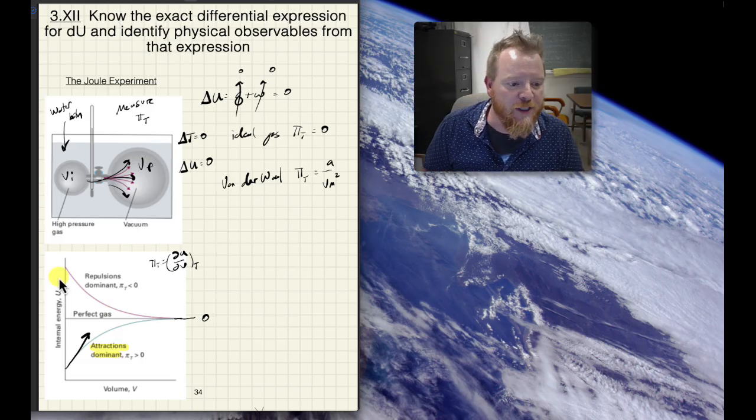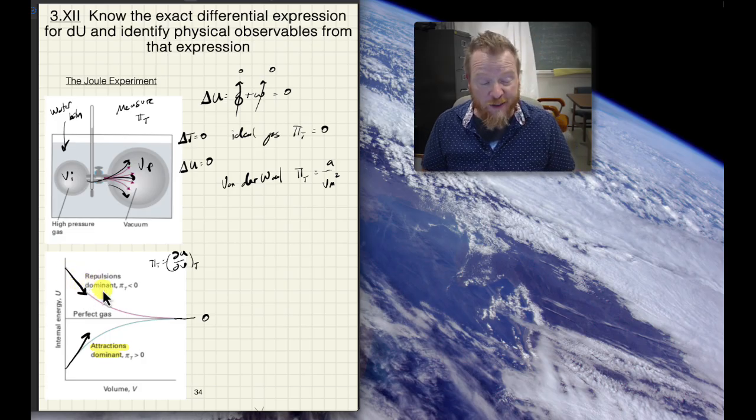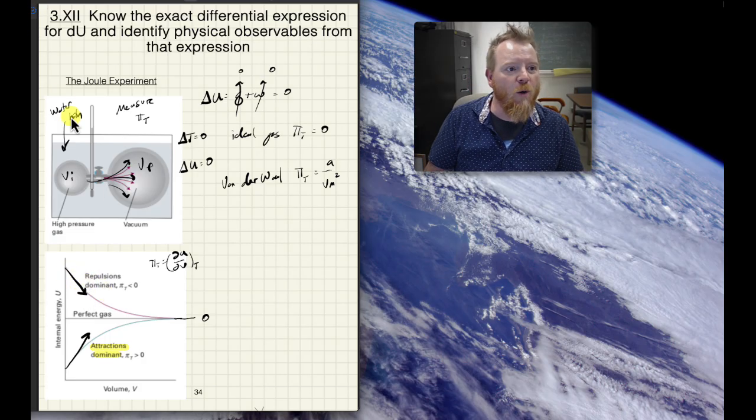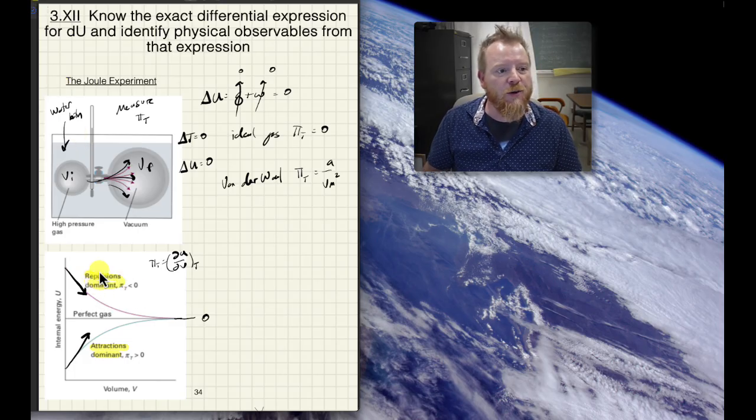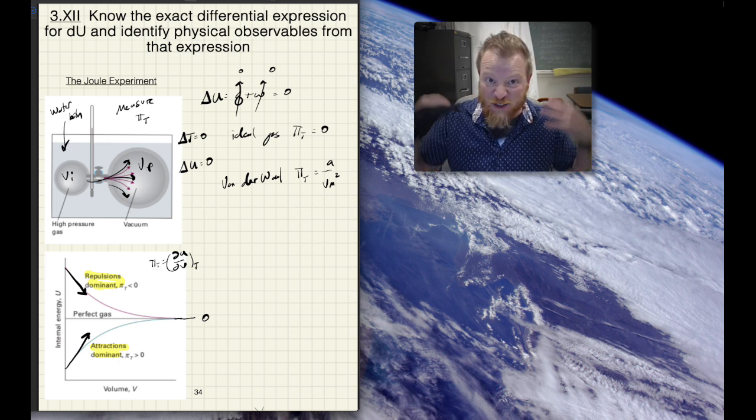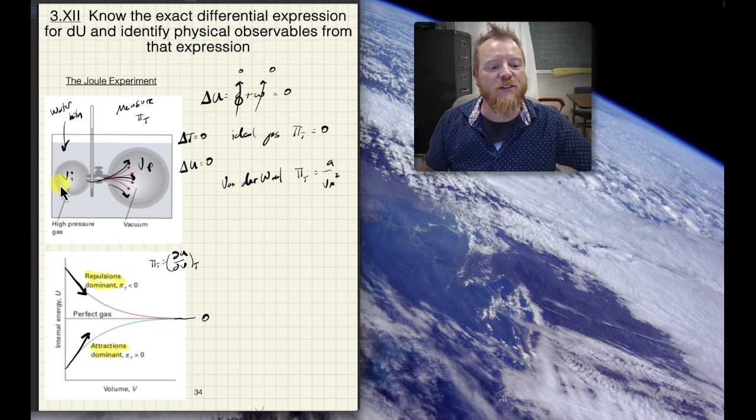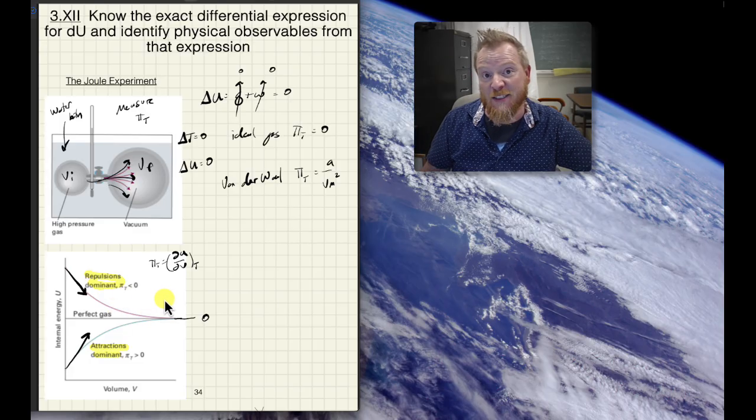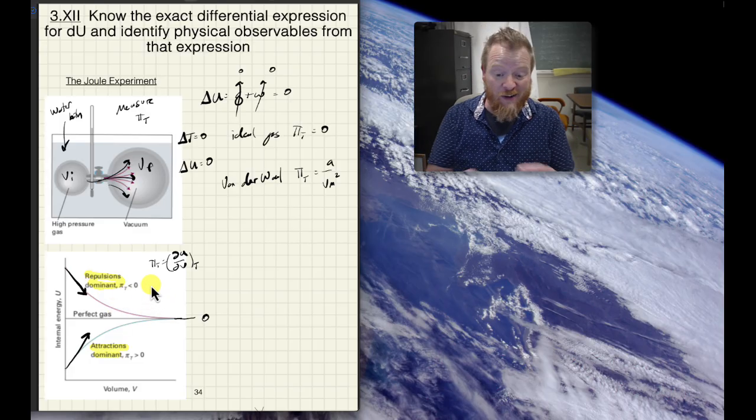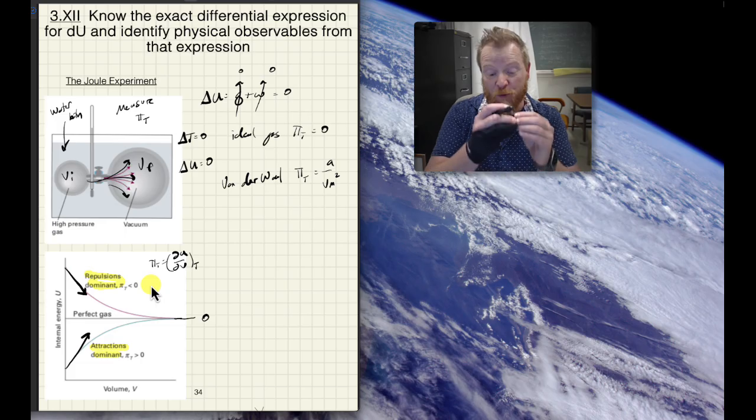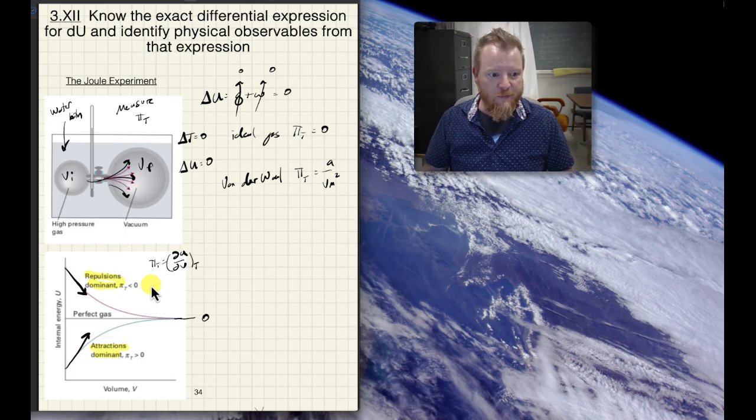Okay, conversely, when this slope is negative, repulsions are dominant. And we know that that must be true because if the internal energy decreases, or in other words, if energy is released as a result of these gases expanding, that means they weren't very happy being close to each other, and they released energy as a result of expanding. Okay? So this is all good for gases.